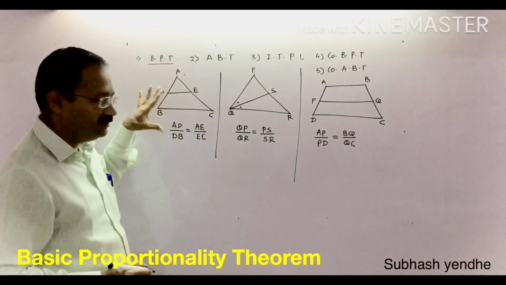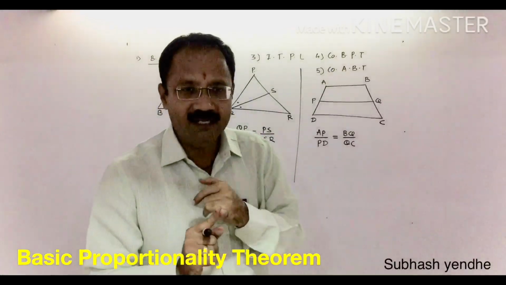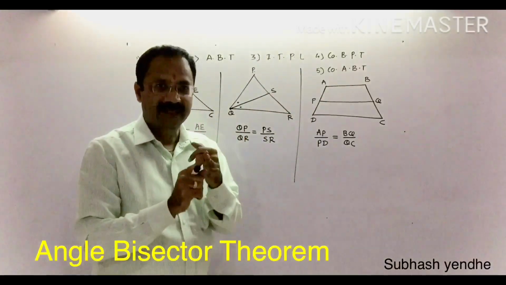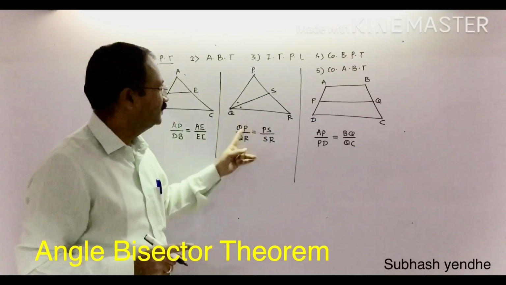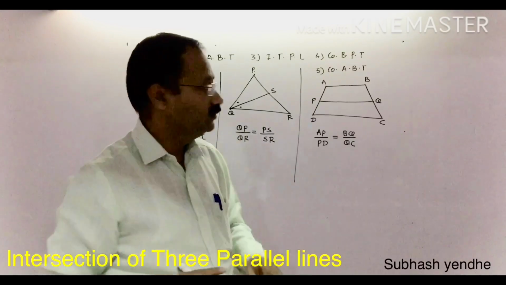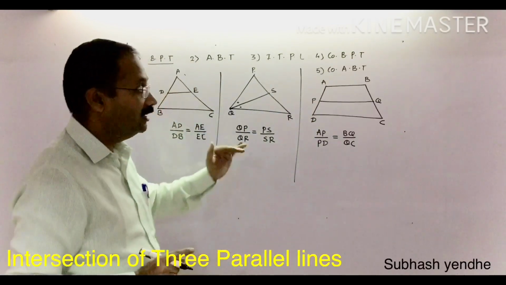The first one is BPT. You have to remember 3 tricks. If a line is parallel in a triangle, then always use BPT. Second, if an angle bisector is there in a triangle, then use ABT. If 3 lines are parallel, then you have to use intersection of 3 parallel lines.